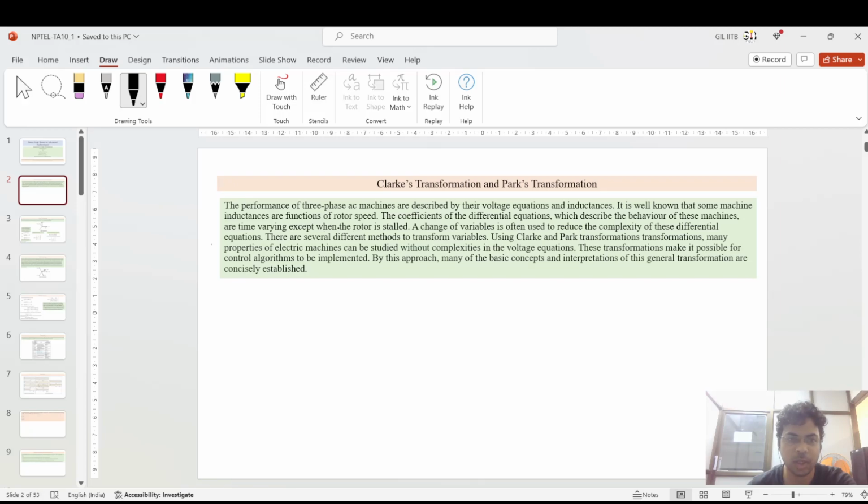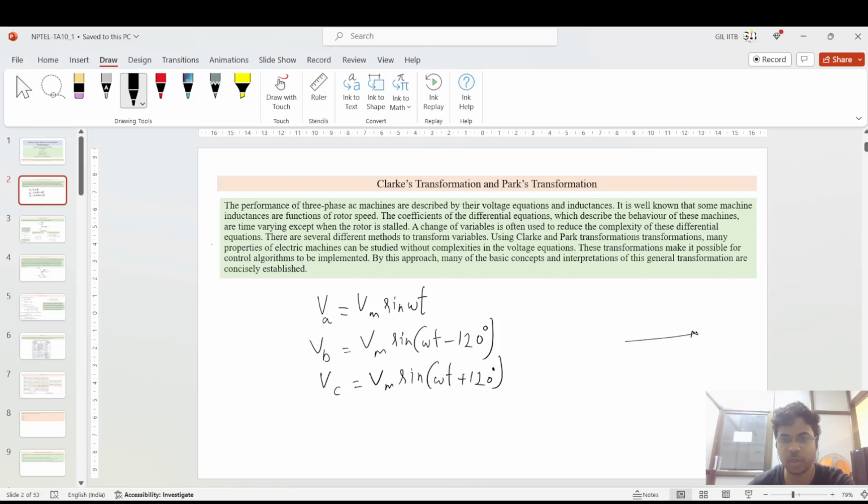Coming to why the need for the Clarke's and Park's transformation is there: if you see the performance of the three-phase AC system, which is described with the voltage equations, if you consider the A phase, then Va is equal to Vm sine omega t, and you have the B phase, Vm sine omega t minus 120 degree, and Vc, that is Vm sine omega t plus 120 degree. In the phasor, this is the actual representation, that is Va, Vb and Vc.